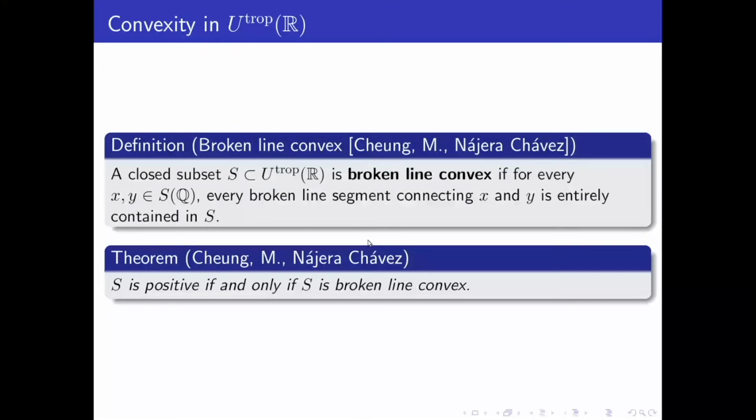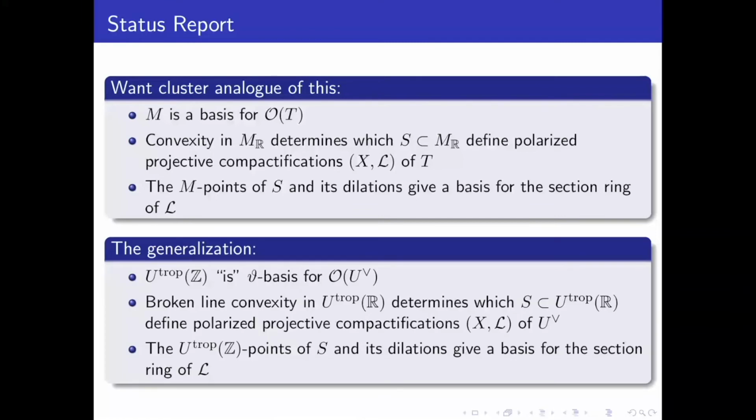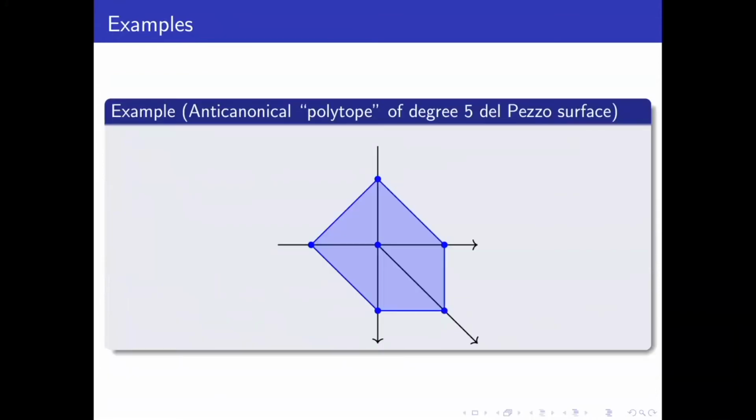So this is what we had wanted to generalize. And this is what we have now. We have exactly that generalization. Broken line convexity in U trop R determines which S in U trop define polarized projective compactifications (X, L) of U check. And the U trop Z points of S and its dilations give a basis for the section ring of L.